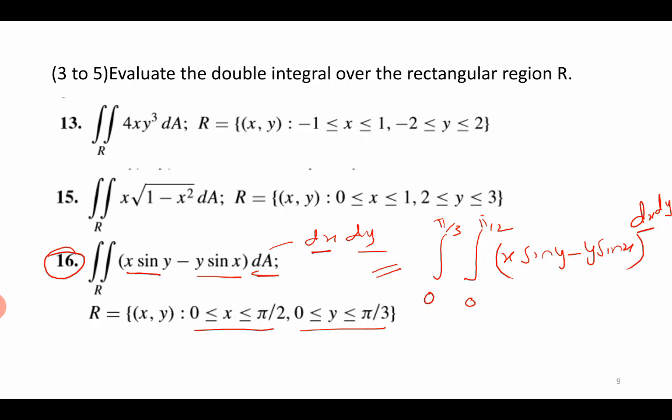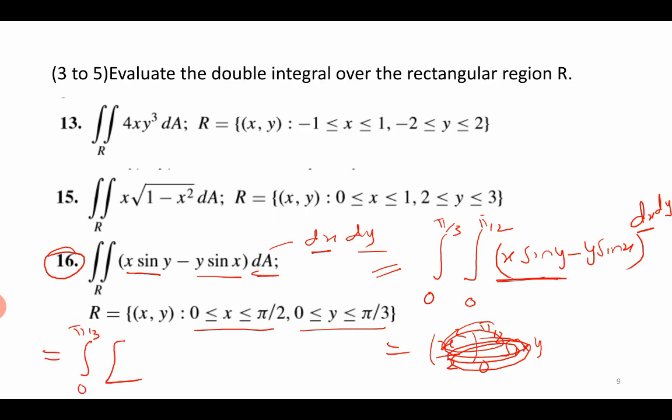The first integration is with respect to x, so keep y constant and then integrate. When you integrate this term, y is constant, so sin y remains as it is. Integration of x will be x squared over 2, and the limit for x is 0 to pi by 2. I'm writing from here: integral 0 to pi by 3 outside, integrate inside it. So x squared over 2 sin y remains, minus y is a constant, integrate sin x, it will be minus cosine x. And now the limit of x is 0 to pi by 2, dy remains, right?